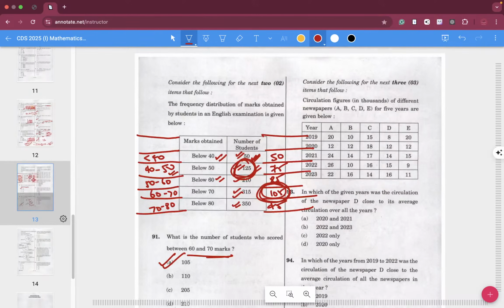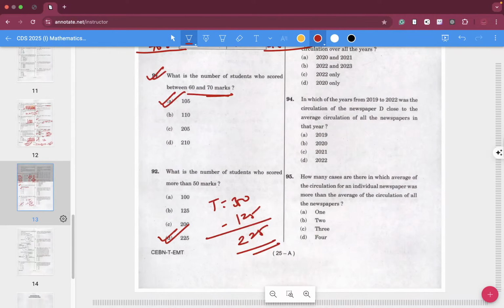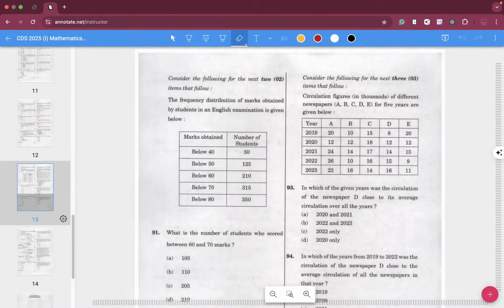Even if you had not drawn this table over here, you would still have been able to solve this question very easily, right? At least this question number 92 is easy. So now we'll move to question number 93 onwards.